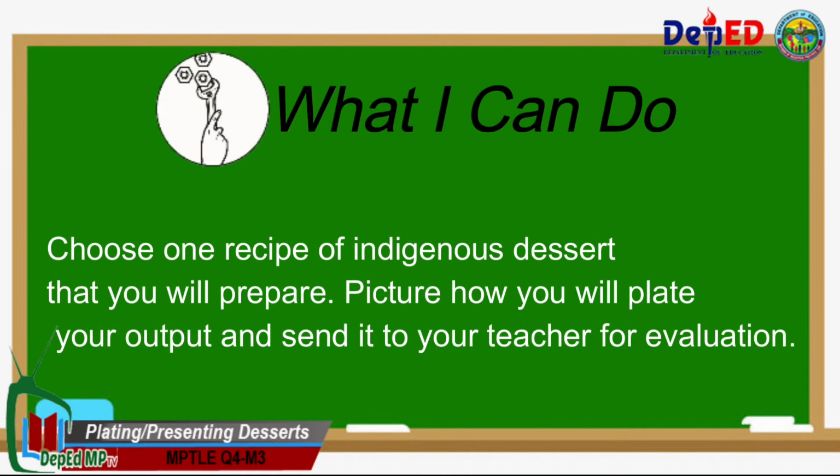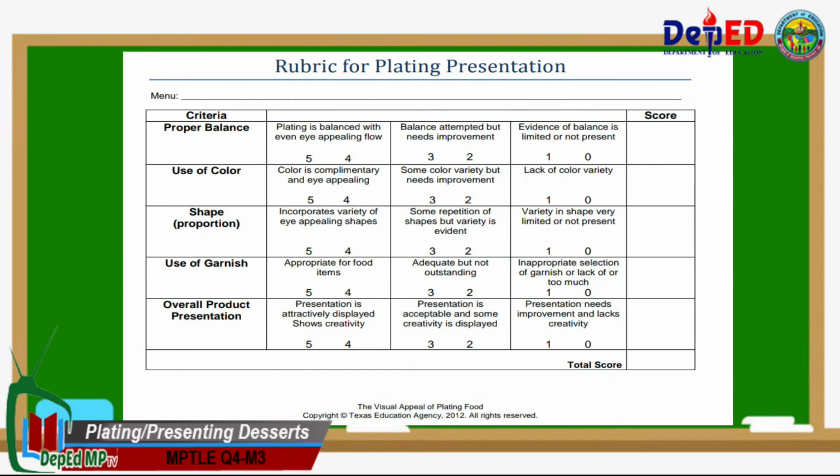On the What I Can Do part, you have to choose one recipe of an indigenous dessert that you will prepare. Picture how you will plate your output and send it to your teacher for evaluation. Your output will be evaluated using the following rubrics.